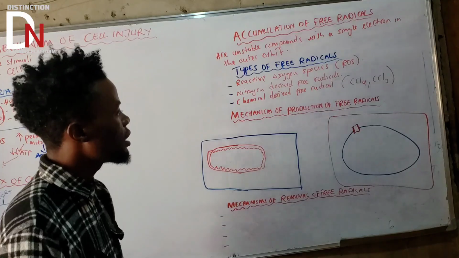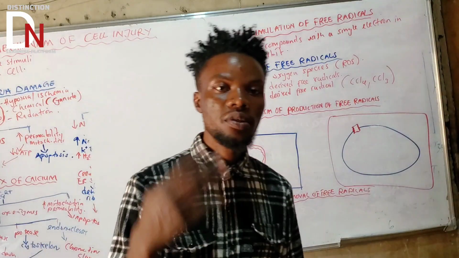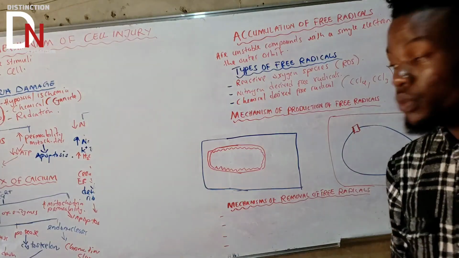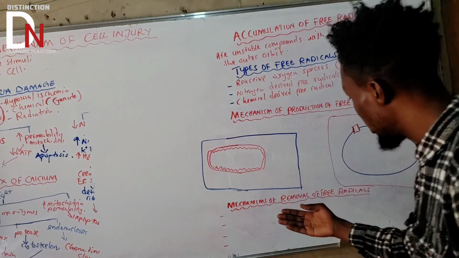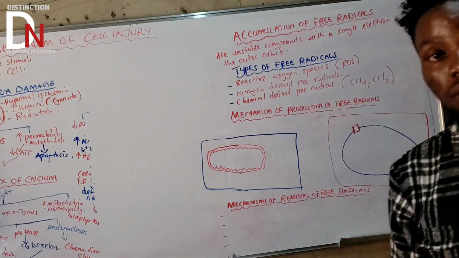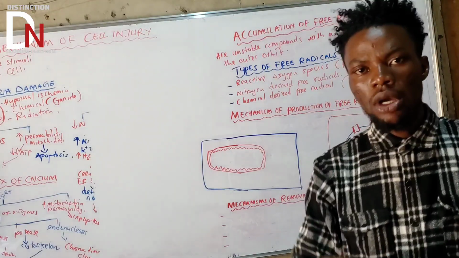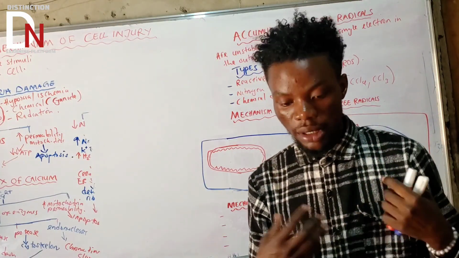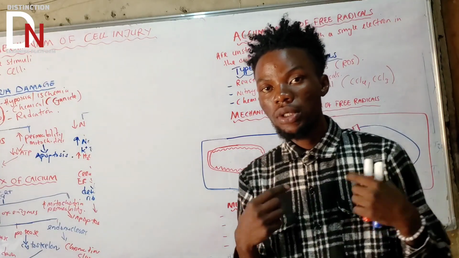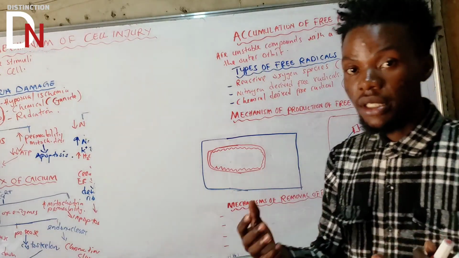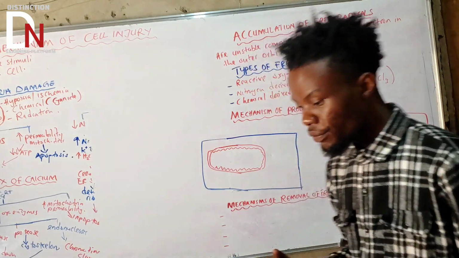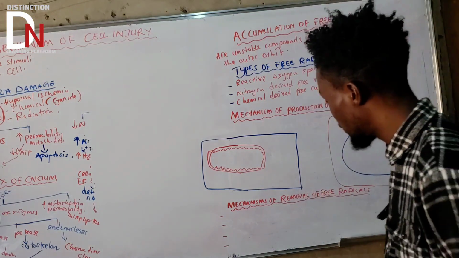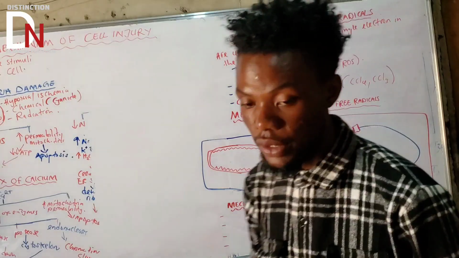Now let's talk about the mechanism of production of free radicals, because it's very important to understand it, so that we can also understand how those free radicals are removed from the body. Constantly in our body free radicals are produced, but they don't injure our cells unless there is a cause. We'll talk about the systems that can remove the free radicals from our body to prevent cell injury.